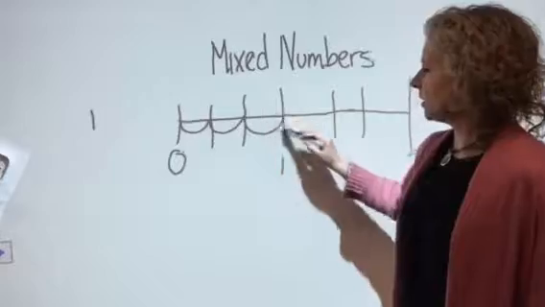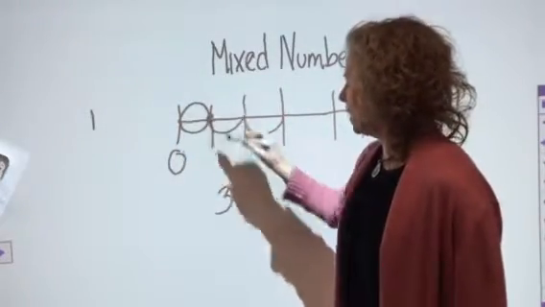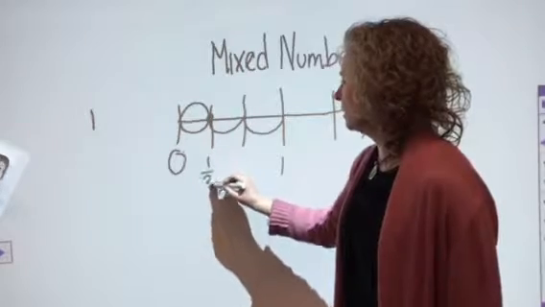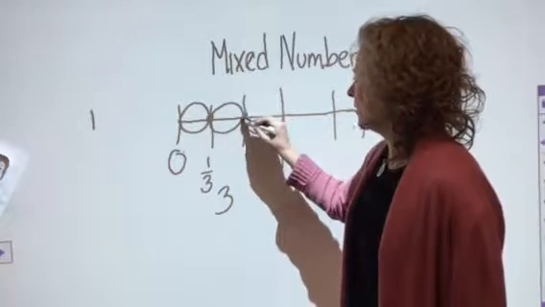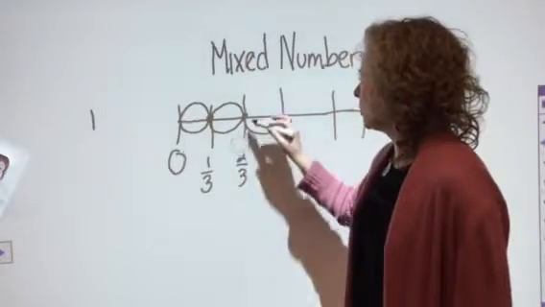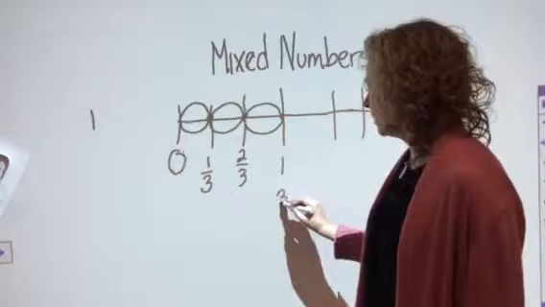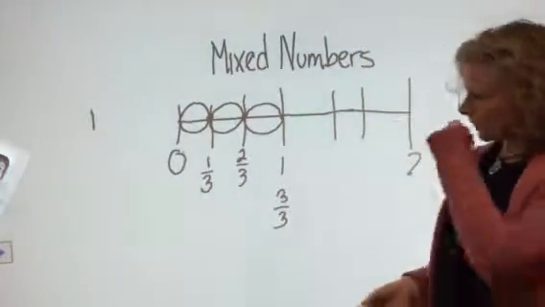how many pieces did I break that into? 3. And jump over 1. So this would be 1/3. 2, that would be 2/3. And then when I jump over 3, that would be 1 whole or 3/3.